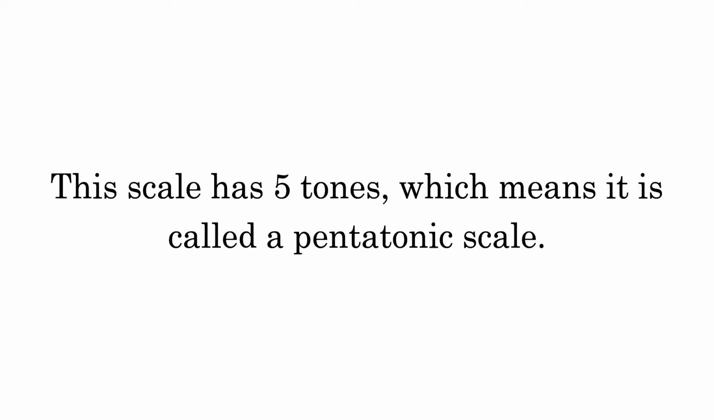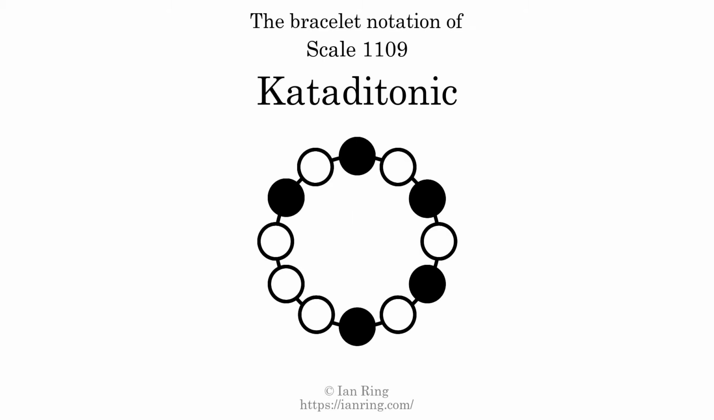This scale has 5 tones, which means it is called a pentatonic scale. This is a bracelet notation diagram of scale 1109. The shaded circles represent tones that appear in the scale, and they are read clockwise, starting at the top.